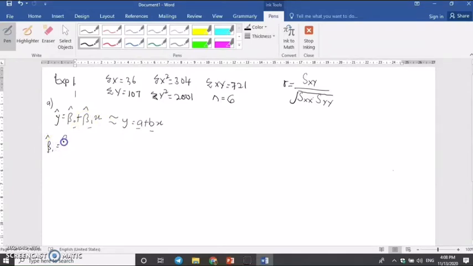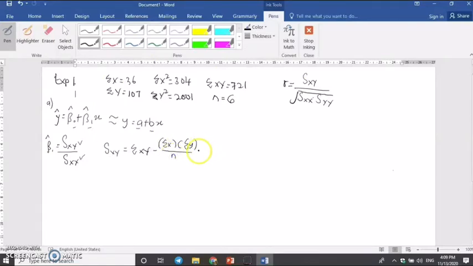So beta 1 has the formula SXY divided by SXX. Okay, so we need to find this formula first. The first one is SXY, which is equal to the summation of xy minus the summation of x times the summation of y, and then divided by n.